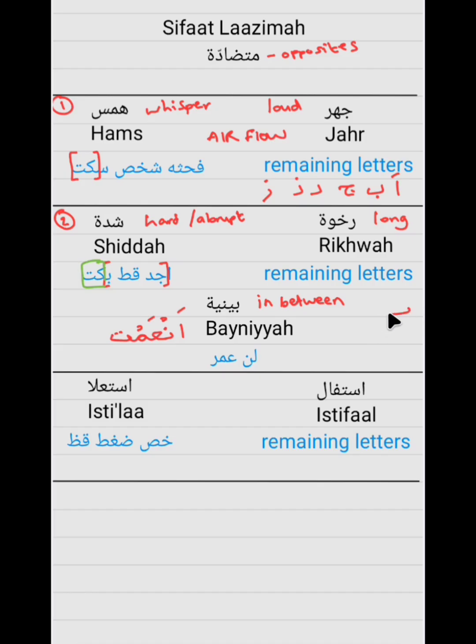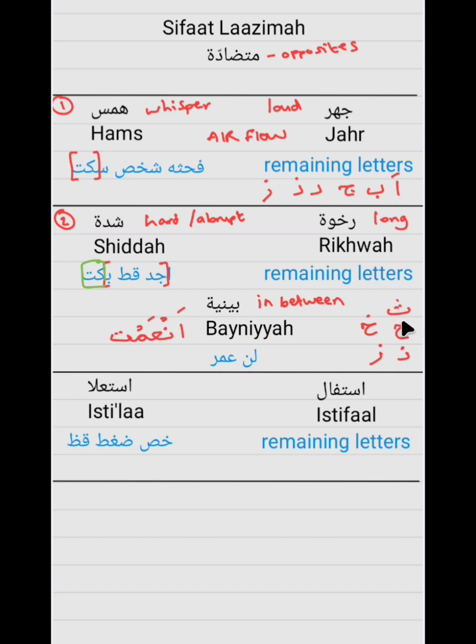Lastly, we have rikhwa, which represents our long letters, also known as soft letters, right? These are letters like tha, ha, as well as ha, even dhal and za, which we talked about in the previous two sifat, right? So look at a letter like tha. Tha forms part of rikhwa as well as part of hams. So when you're pronouncing a letter like tha, you need to ensure that it is lengthened in its pronunciation, and there's also airflow that escapes from your mouth. So ath, it's both lengthened and there's airflow.